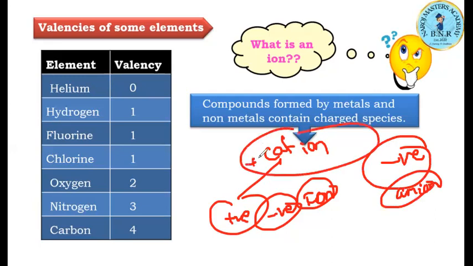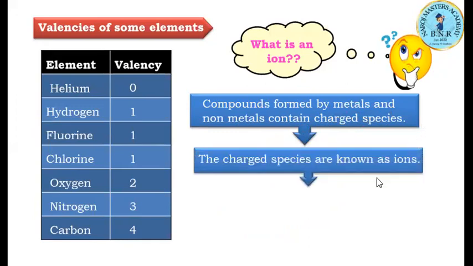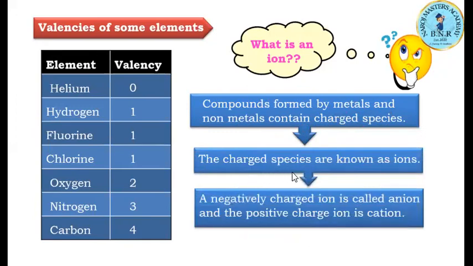Positive means cation. Ion means what? Some charge. A compound formed by metals and non-metals contains charged species. Charge, that's it. Either negative or positive are known as ions. The charged species are known as ions. A negatively charged one is known as anion and a positively charged one is known as cation.